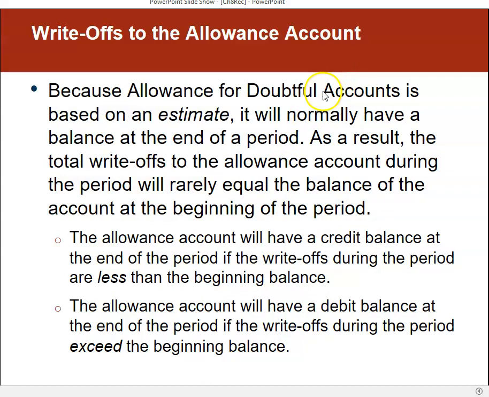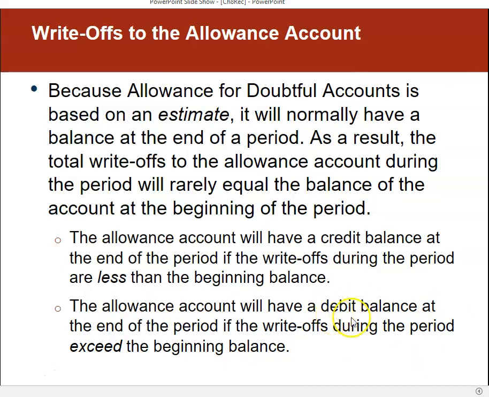It says because this account is based on an estimate, it will normally have a balance at the end of the year. And it says the allowance account will have a credit balance at the end of the year if the write-offs during the period are less than the beginning balance. That makes sense because we set it up with a credit balance. If it still has a credit balance, that means we didn't get all the way through it. So in the case of setting up this account for $30,000, if it has a $2,000 credit balance, that simply means we only wrote off $28,000.